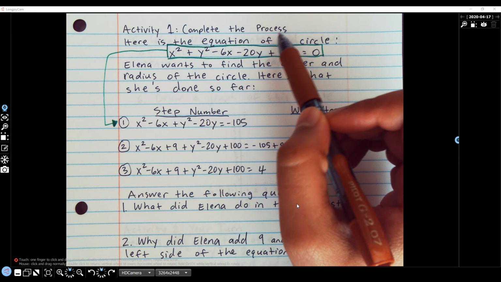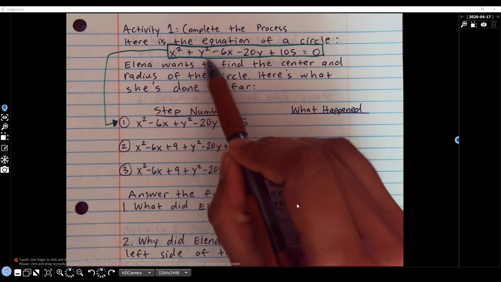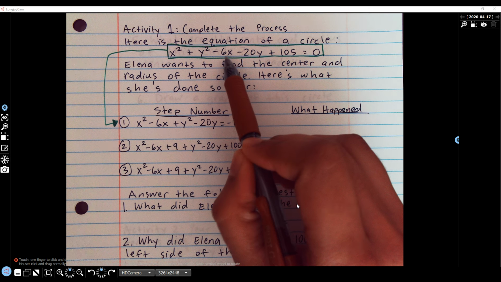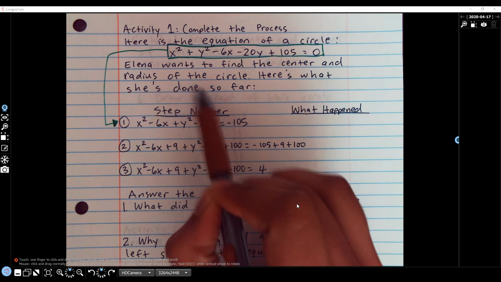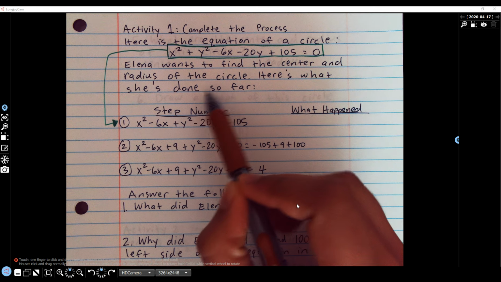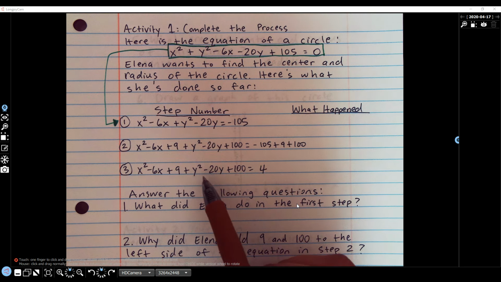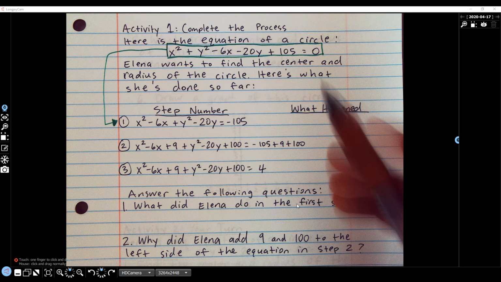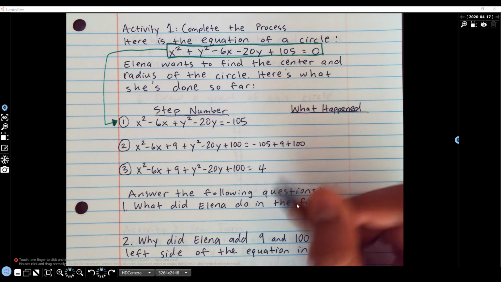So here is the equation of a circle, x squared plus y squared minus 6x minus 20y plus 105 equals 0. Elena wants to find the center and the radius of the circle. Here's what she's done so far. In this question, you're given a few steps, and we're going to be analyzing what is happening in each step, and then really thinking about why Elena is doing these steps.